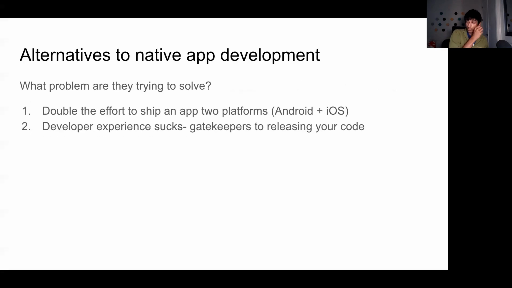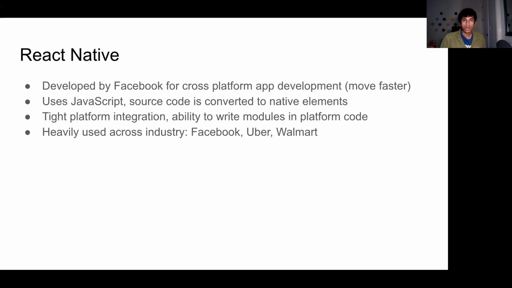And so there are two major platforms that are trying to solve this problem. And basically the idea is that we're going to write code once and have that turn into both an Android app and iOS app. So the first one, which is quite popular, is called React Native. It was developed by Facebook for cross-platform app development, and it uses JavaScript. So once you write the JavaScript, that JavaScript code is actually converted into native elements.